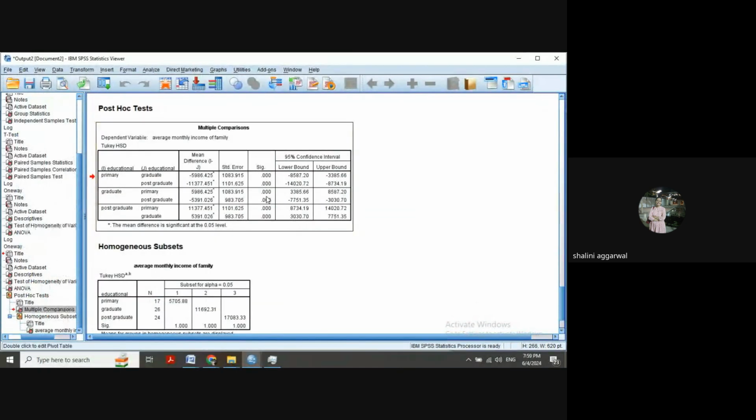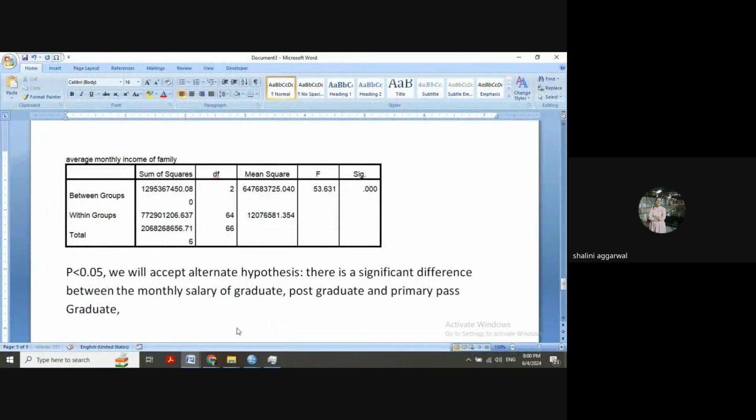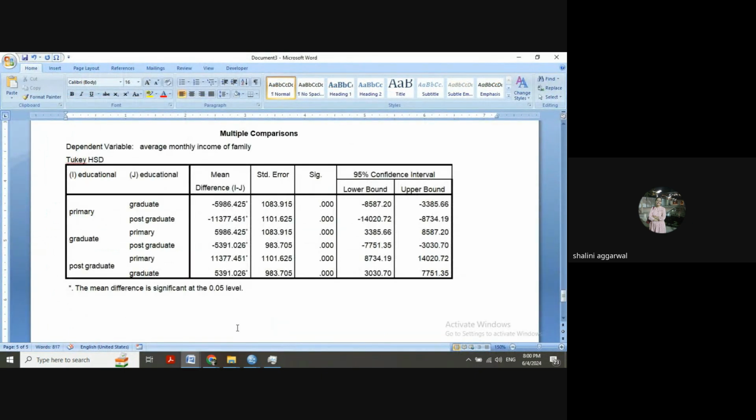Okay, this is the table. Let me copy it here. Look at this. This is a table, multiple comparison. One-to-one comparison is possible now. Look at this. Primary pass with graduate, primary pass with postgraduate, primary with primary. Primary with primary will happen anyway, right?